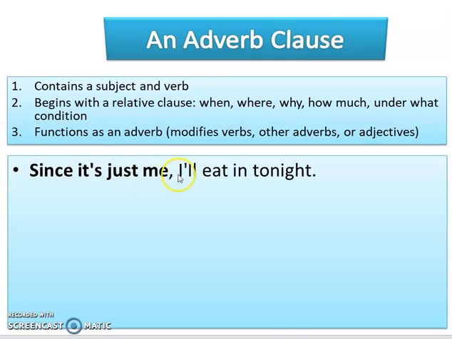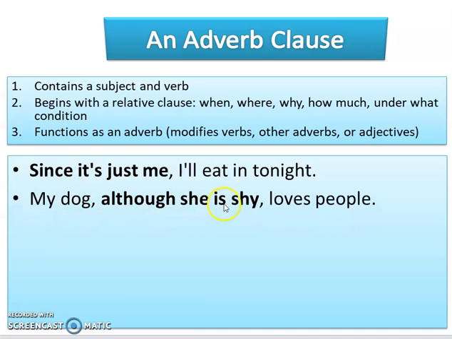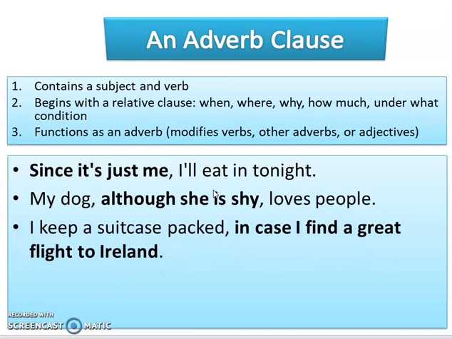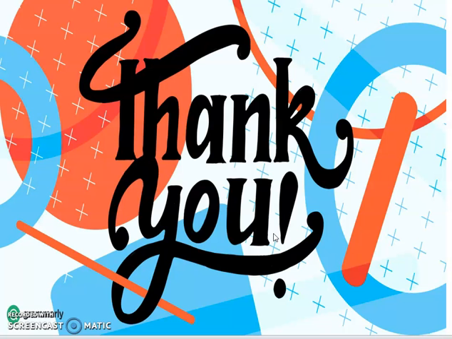Since it's just me, I'll eat in tonight. Here we're mentioning the reason. So this is an adverb clause describing the reason. My dog, although she is shy, loves people. So here, this is an adverb clause. Although she is shy is giving the condition, so regardless of her condition of being shy, she loves people. I keep a suitcase packed in case I find a great flight to Ireland. So here we're talking about condition also.